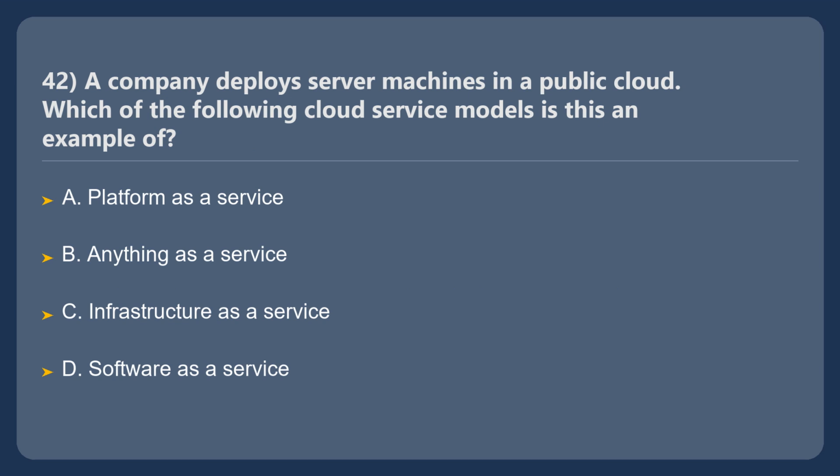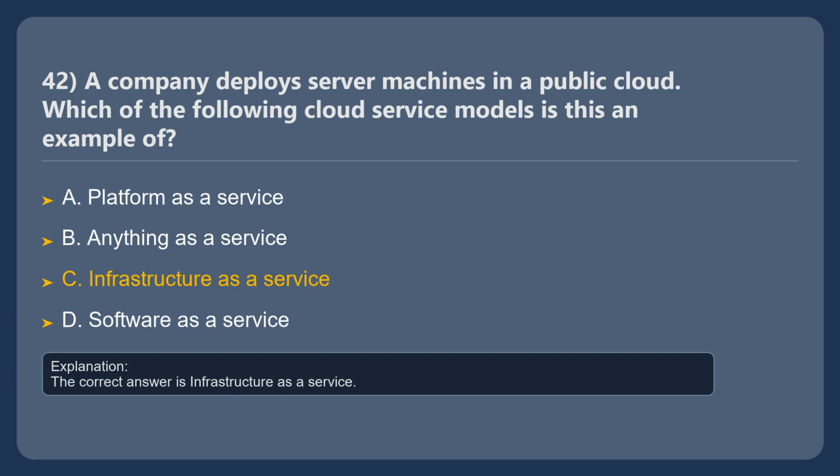Question 42. A company deploys server machines in a public cloud. Which of the following cloud service models is this an example of? Option A, platform as a service. Option B, anything as a service. Option C, infrastructure as a service. Option D, software as a service. The correct answer is option C, infrastructure as a service.